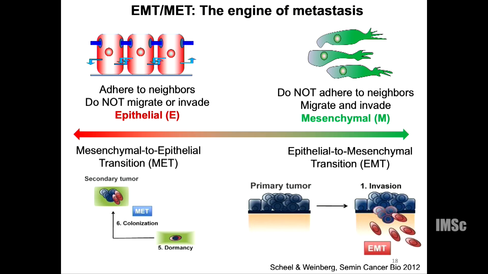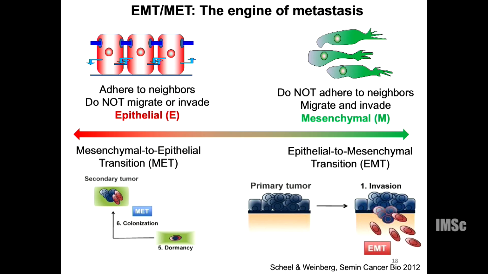for metastasis. Now, once they reach the metastatic site, they no longer need to invade, they no longer need to migrate, they can actually settle down, they need to settle down and grow a whole tumor there, which is the exact opposite transition called MET. So this EMT and MET is what continues to drive the cycles of metastasis.